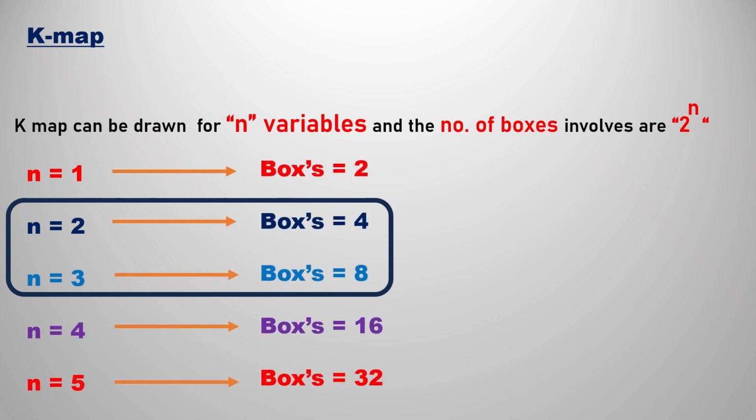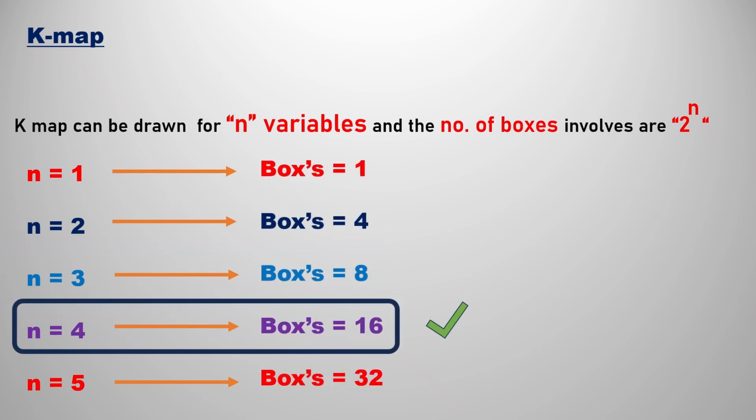So this is the overview. For n variables we have 2 power n boxes, or cells, we can call them. The 2 variable and 3 variable maps we have already discussed in the previous video. In this video we are going to see just the 4 variable K-map and its application, where we are going to use it, and many logics based on the 16 cell K-map. So let's get started.